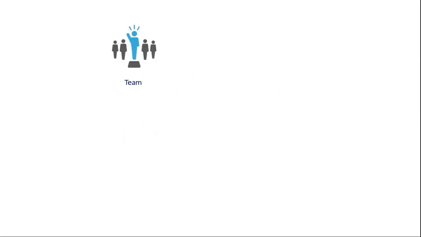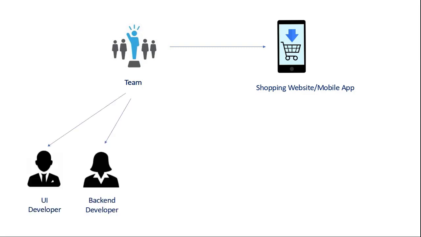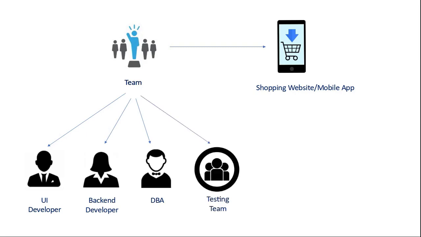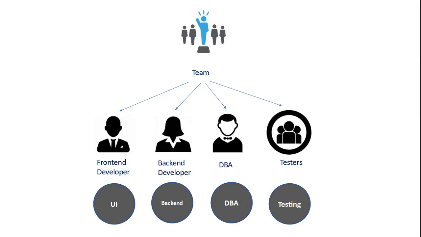Let's try to understand this with the help of an example. Suppose your team is working on building a web application. To build this application, different people will contribute and put in their efforts, like a UI developer, backend developer, DBA, and testing team. In this scenario, we can create components like UI, backend, DBA, and testing. It will help us to segregate issues within a project. In this way, you can create components based on teams, modules or features, or as per your project requirements.